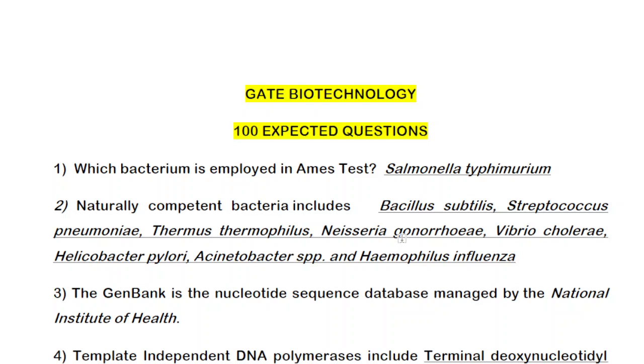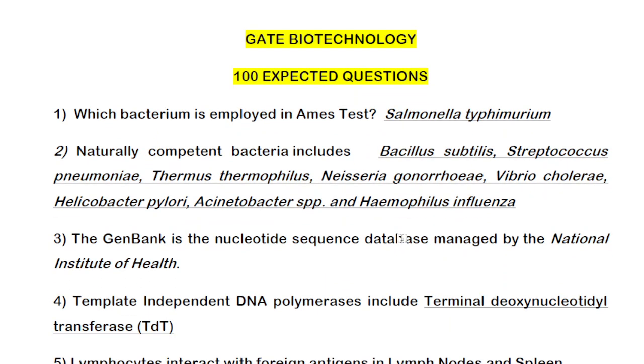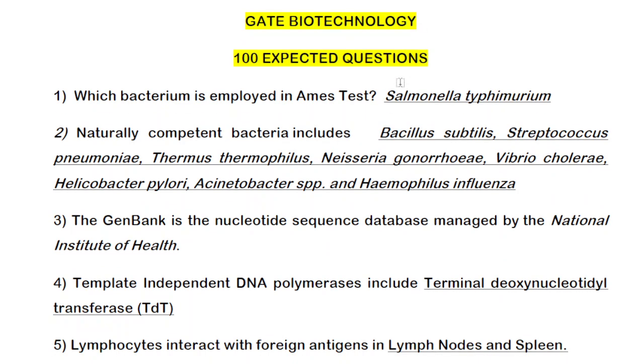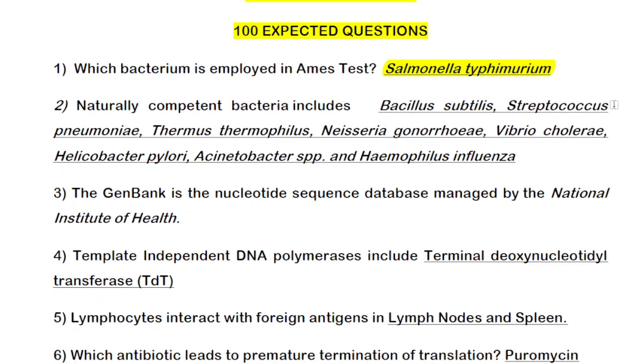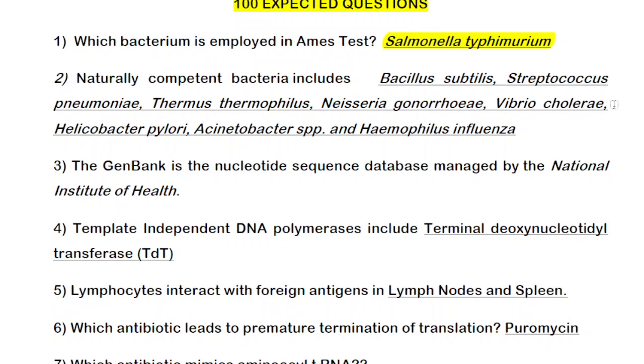In this video, we are going to discuss 100 expected topics for your GATE Biotechnology 2024. First question is, which bacterium is employed in AMES test? The answer is Salmonella typhimurium is a bacterium which is employed for AMES test, and specifically histidine auxotrophs of Salmonella are employed for this AMES test. So in the comment section, please do tell me what is the purpose of the AMES test.